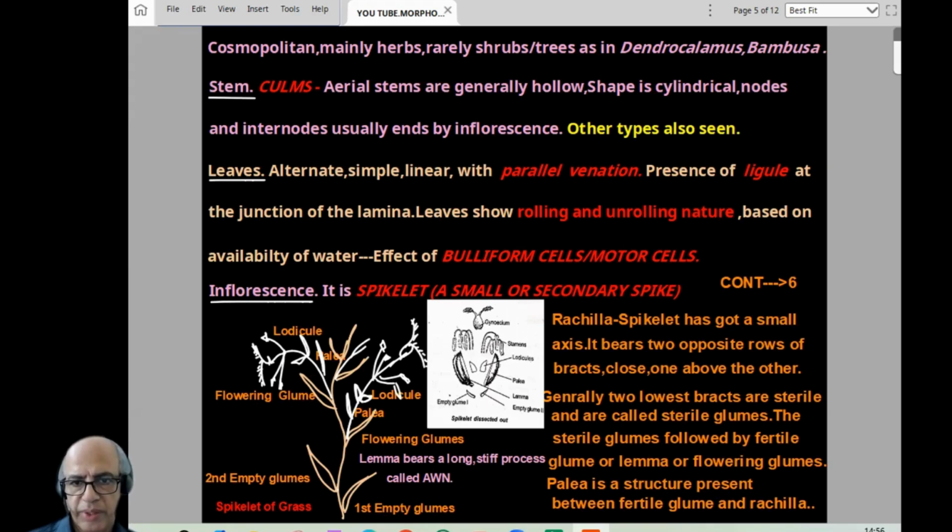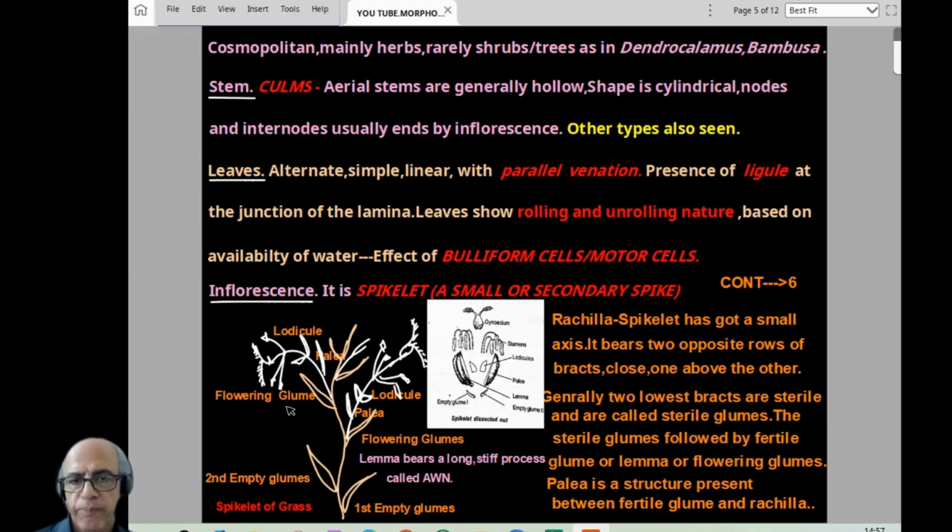Next, we have to proceed a little bit more, lengthwise, height-wise. So the fertile glume or lemma or flowering glume. Then above it, we can find the palea. Palea is a structure that I also marked there. Palea is a structure present between the fertile glume and the rachilla.